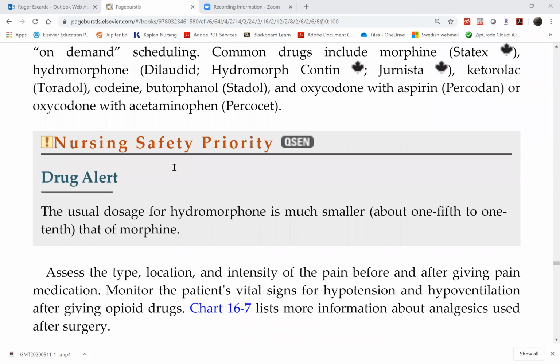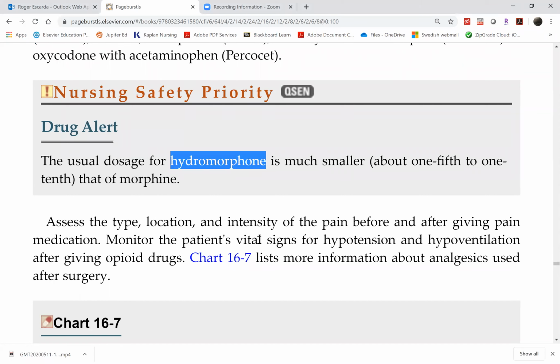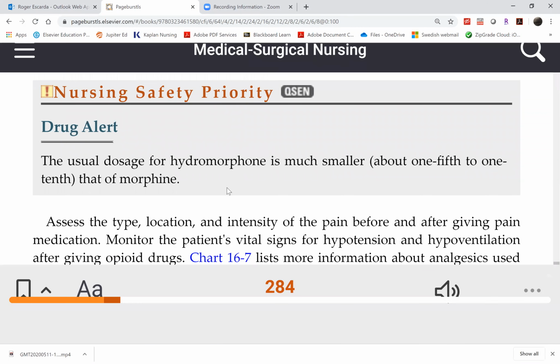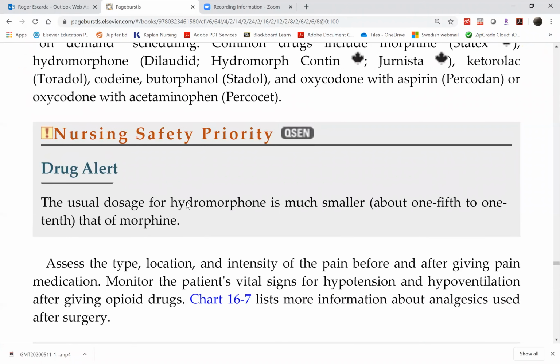You're familiar with hydromorphone? It's still an opioid, still from the opium family, but this is at least 5 times stronger than morphine. So please consider that when you're using this. If your patient is ordered hydromorphone, which is Dilaudid, keep that in mind. Be conscious about how much you give.